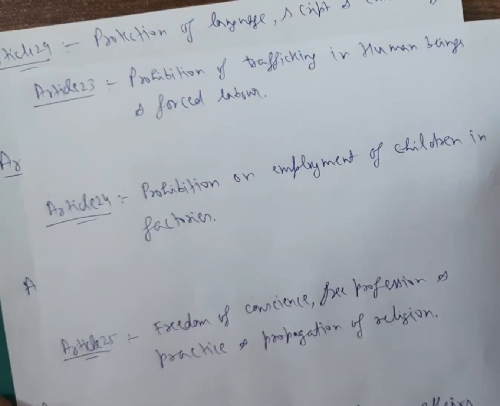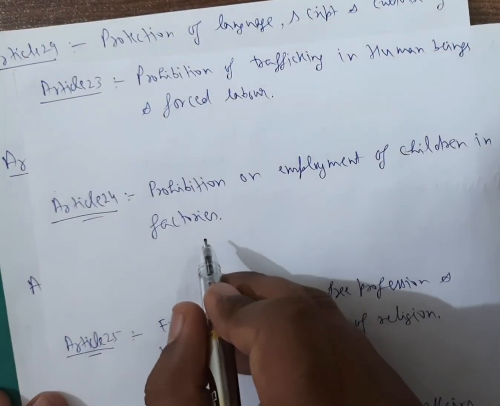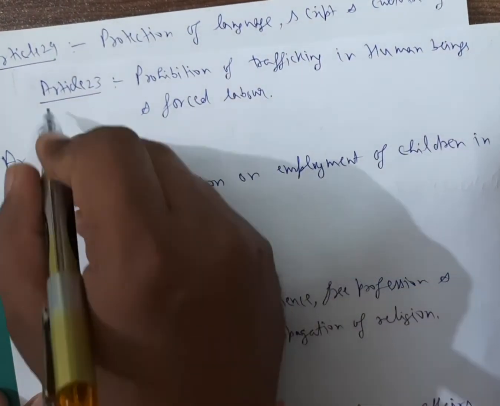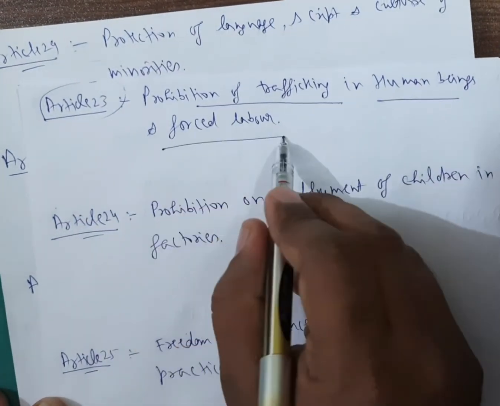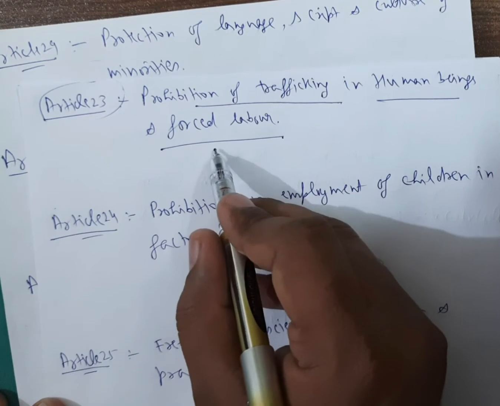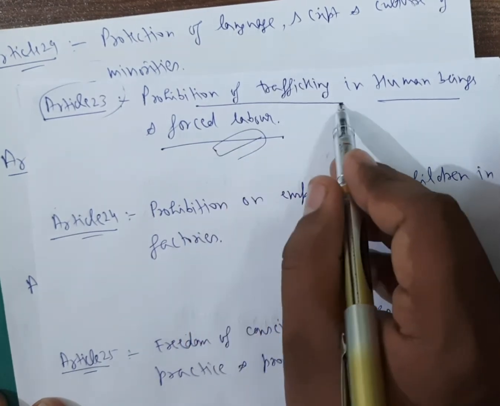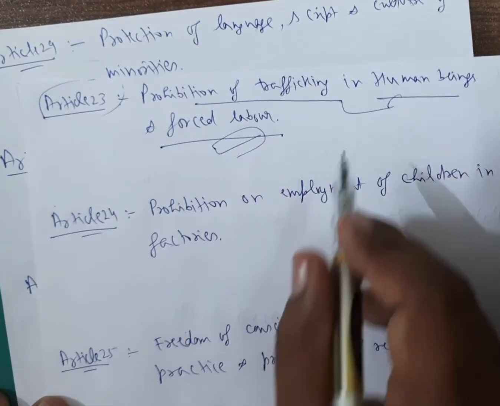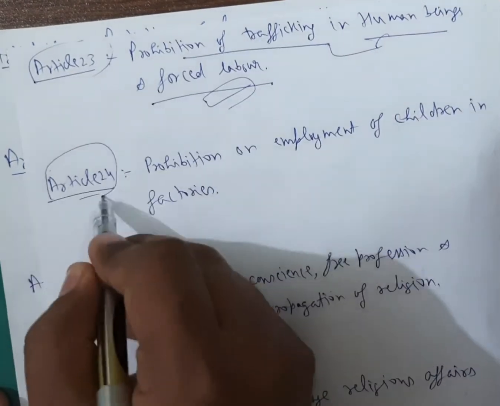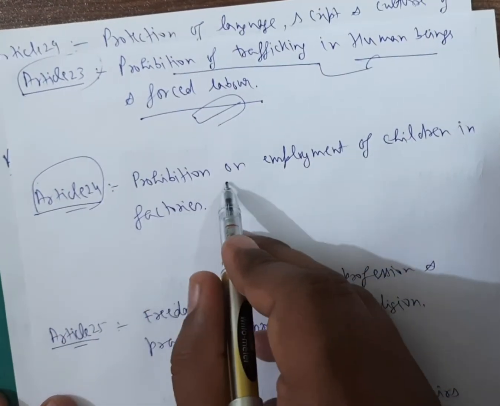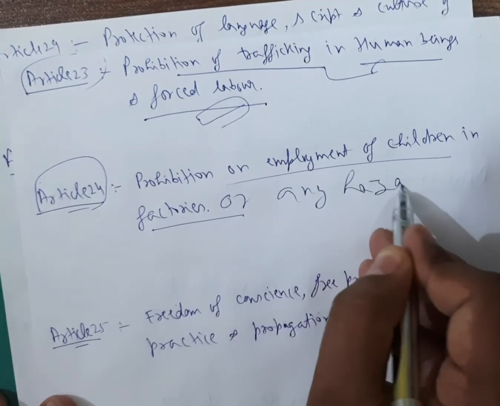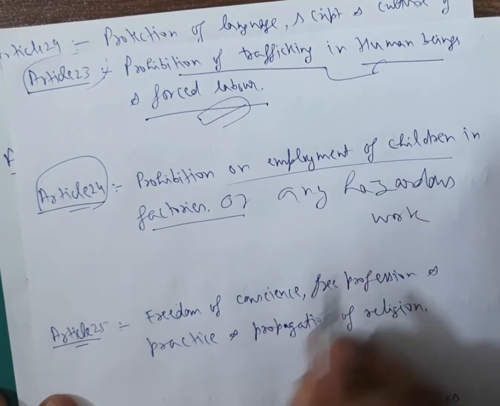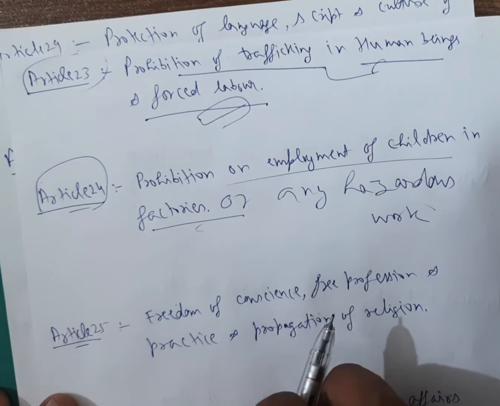And then we go on to Articles 23 to 24, which are the right against exploitation. Article 23 is the prohibition of trafficking in human beings and forced labor. You cannot force anyone into labor, and you cannot traffic humans against their wishes. Then we go on to Article 24, and that is the prohibition of employment of children in factories or any hazardous work. You cannot employ children in factories or any kind of hazardous work.